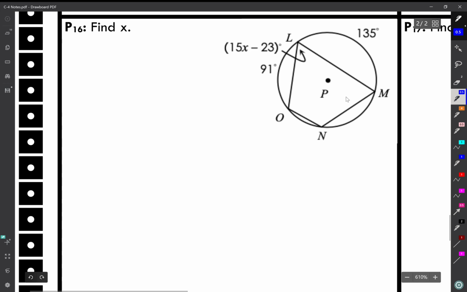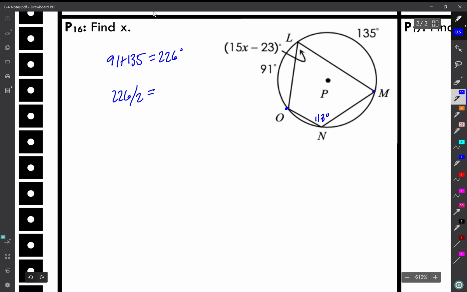Here's my plan. I'm going to find the angle first. I can find this because it is an inscribed angle for this arc that contains 91 and 135. So we'll add up 91 and 135, and that gives me 226 degrees. Then we'll divide this by 2. That gives me 113 degrees right here.